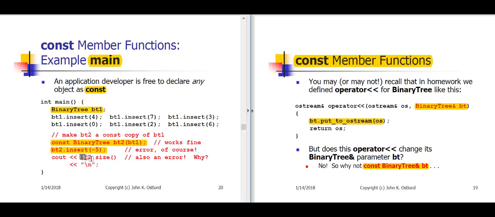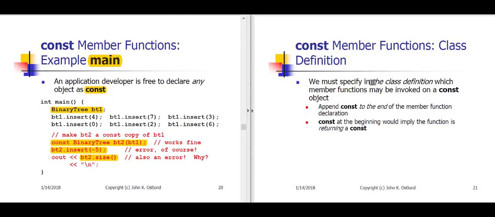But our problem is that member function calls like bt2.size also fail. We get a compile time error from that, because although we know that the size member function does not modify the binary tree object that it's operating on, the compiler has no way of knowing that, so we have to solve this problem. What we need to do is to modify the definition of our binary tree class to indicate which member functions are allowed to be invoked on objects that are declared const.